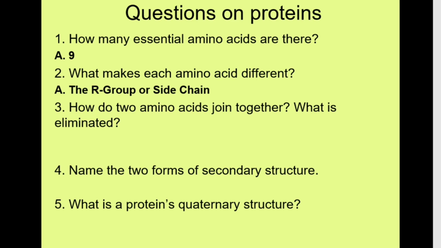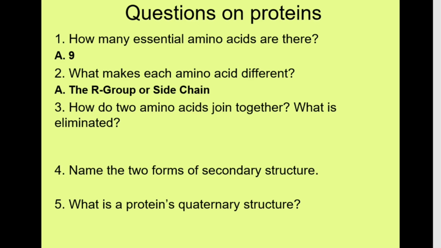Number 2, what makes each amino acid different? Well, it's the R group or the side chain. So the backbone of the amino acid is always going to be the same, that alpha carbon with its hydrogen, and the amino group and the carboxyl group, that's always the same, but it's what attaches to the alpha carbon, the R group or side chain.